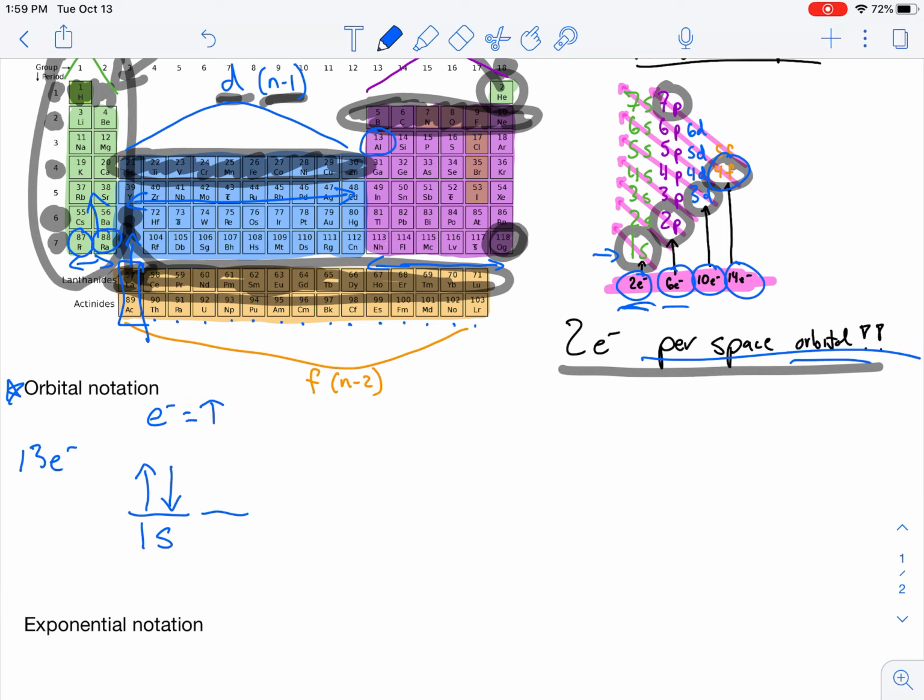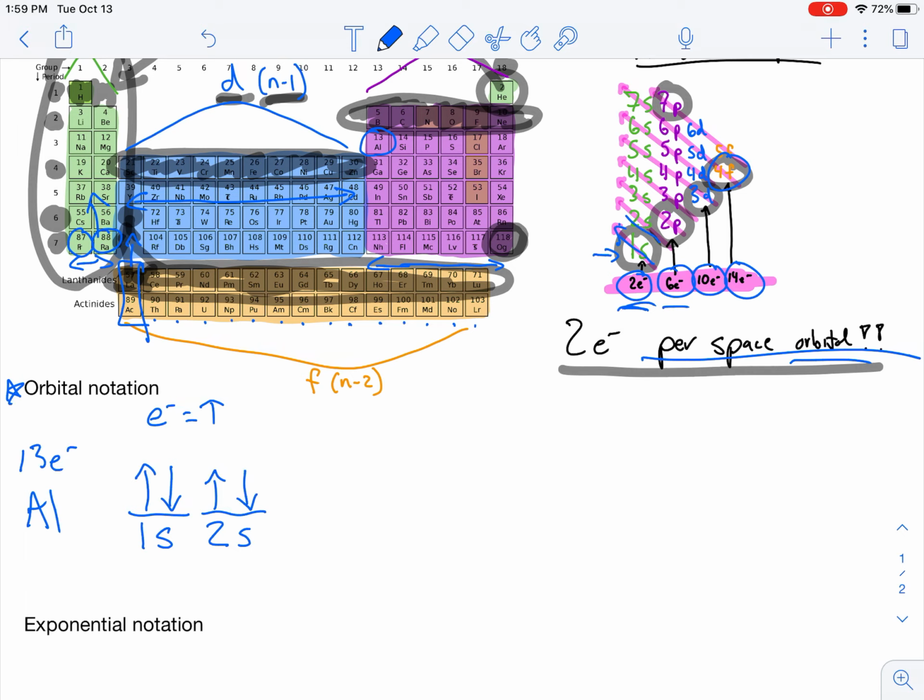So after 1s comes 2s. I'm going to draw a line for the orbital. I'm going to write 2s underneath it, and then I'm going to fill them in one at a time. Now I've shown 4 electrons for the orbital notation of aluminum. This is aluminum. I should probably write that down. 13 electrons. I've shown 4 electrons. We got 9 more to go.